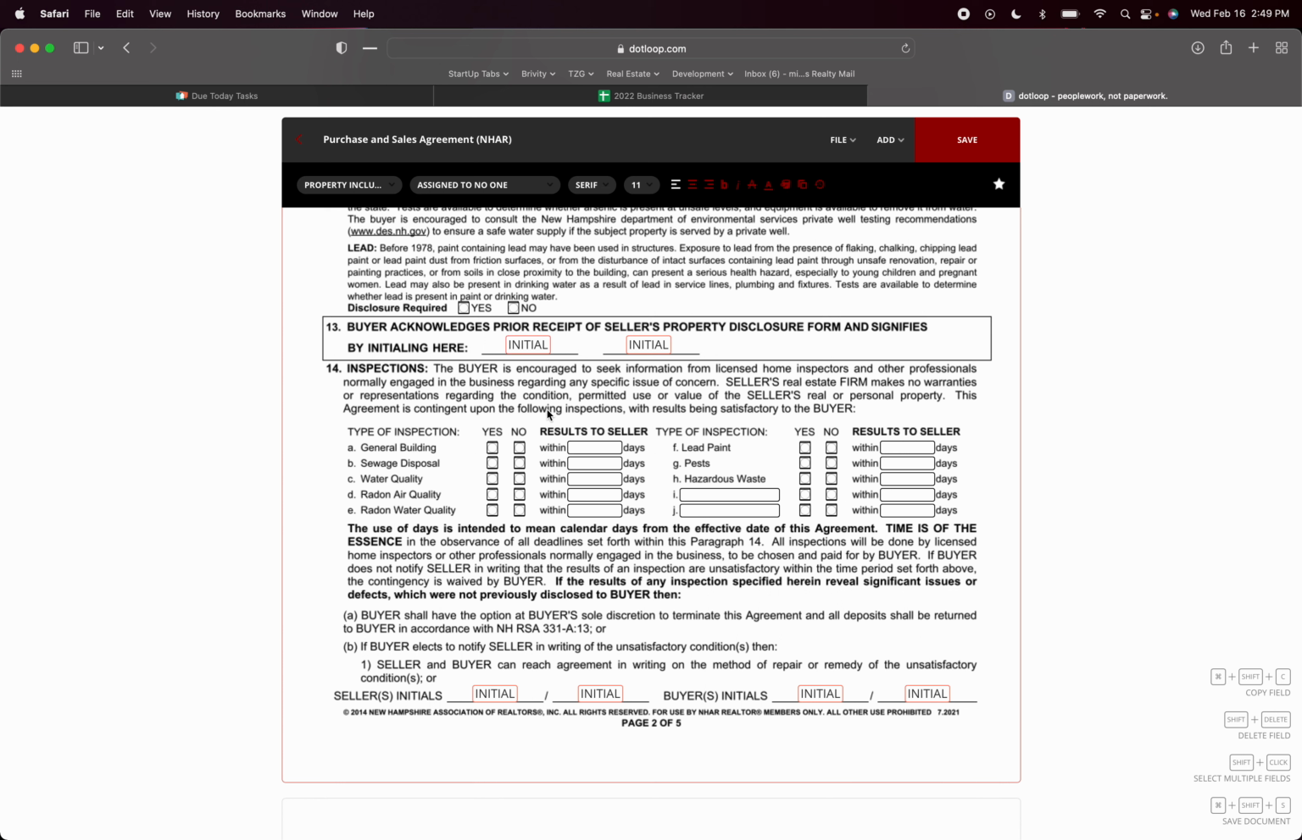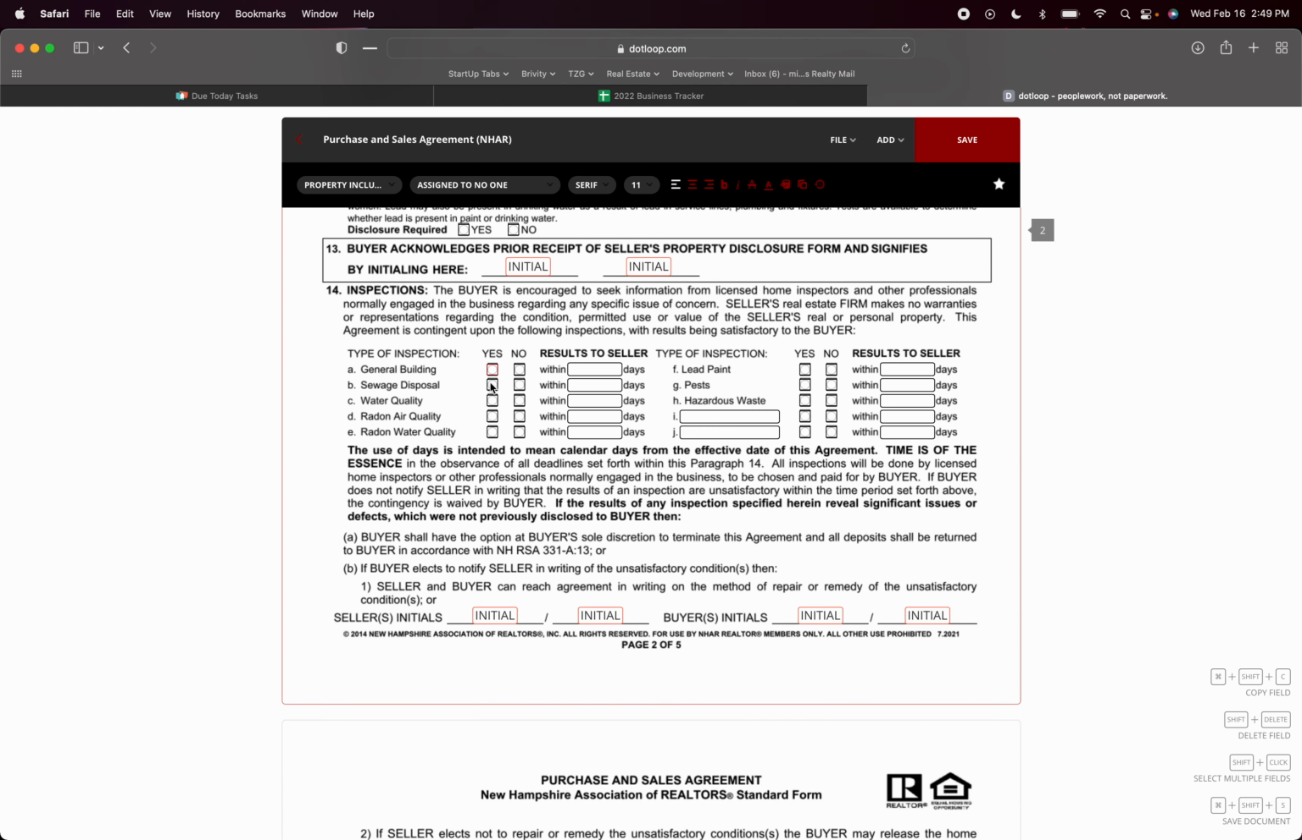Paragraph 14 deals with inspections. So this is a very important section. This is definitely something you're going to want to go over with your buyer, go over with the seller, make sure they understand what they're agreeing to here. So in the state of New Hampshire, you specifically select what inspections you want to have done. They can do anything on one of these lists, or they can write in their own inspection, such as a chimney inspection, and then complete the corresponding information here.